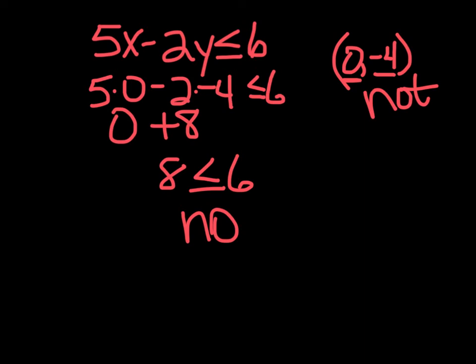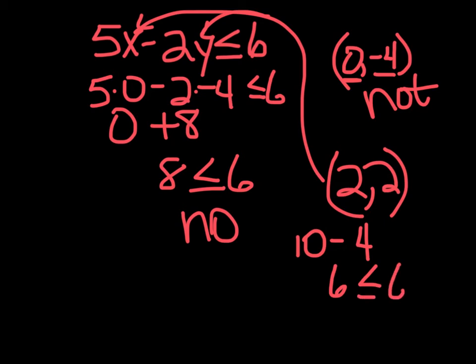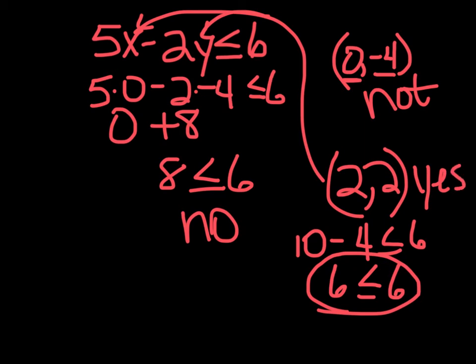If it gave you an ordered pair like 2, 2, and wanted to know, then we would substitute 2 in for the x and the y. We'll go back up and put them in right here. And we would have 5 times 2 is 10, minus 2 times 2 is 4, which is 6. Is that less than or equal to 6? And yes, it is. 6 is equal to 6, so yes. 2, 2 is a solution.